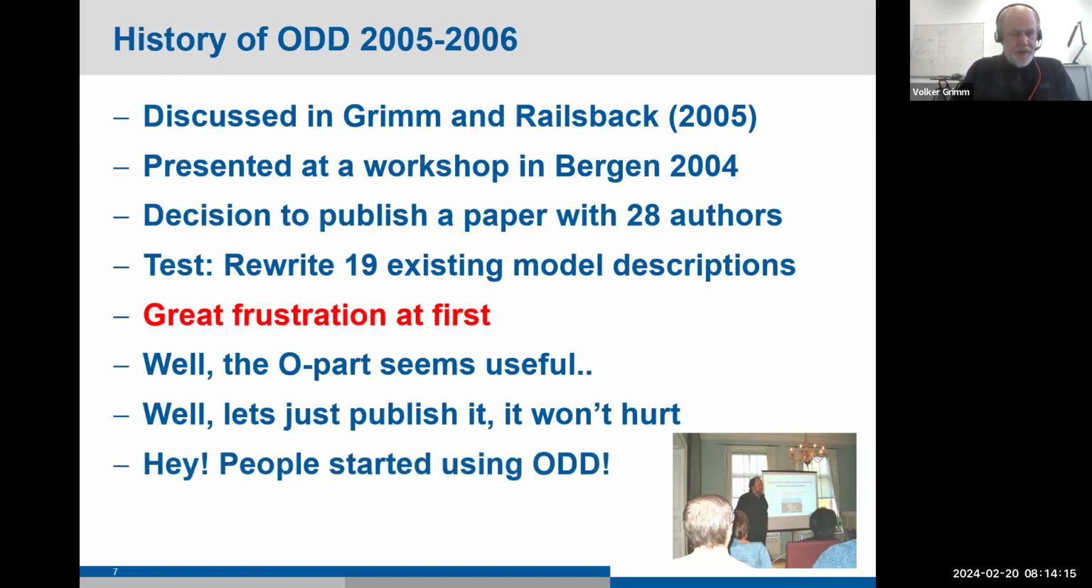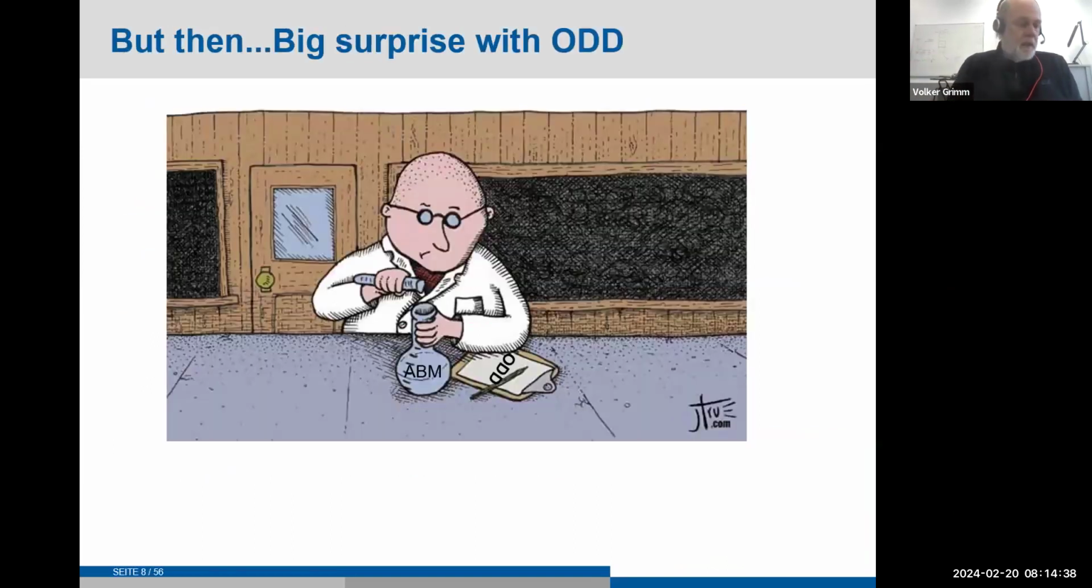And then, to our big surprise, people started using it immediately, quickly. And obviously, not necessarily because ODD was so perfect or good, but because there was such a need for such a thing. People were happy that they didn't have to come up with their own structure anymore. They could just follow the ODD and there it is, right? So that was something. But then there was a big surprise with ODD regarding model design. I mean, ODD was meant for when you have a model and now you want to write a paper, so you have to describe the model. Well, let's just use ODD, but if you do this for some time, it has an unexpected effect.